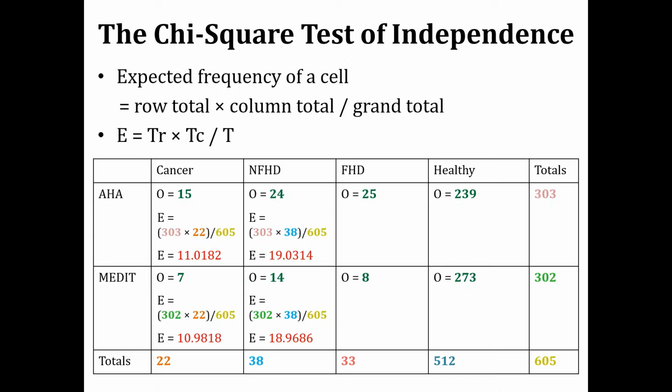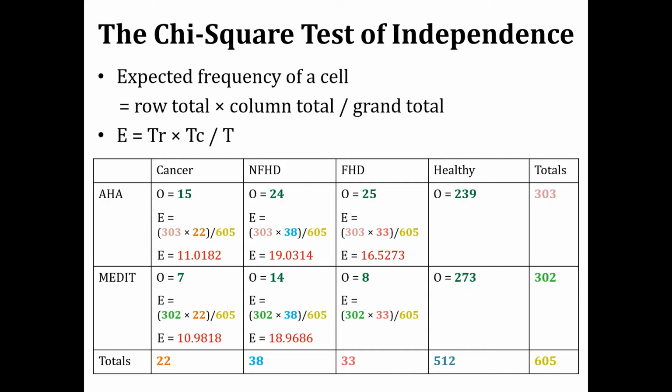And then we have the next cell, which is the cases of fatal heart disease on AHA diet. The row total in this case is 303 and the column total in this case is 33. They are multiplied and then the product is divided by the grand total of 605. So the expected frequency is 16.5273.